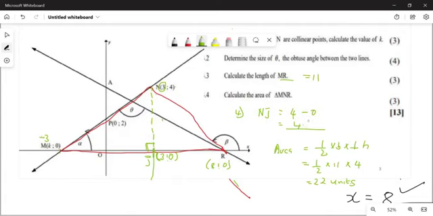We'll get our 3 marks for getting 4, substituting, and then we're also going to get an answer.